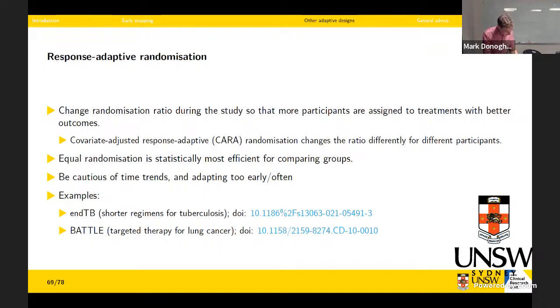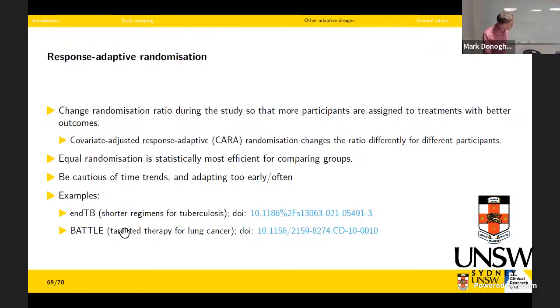So a couple of examples. NTB was a follow-on trial from the one we talked about earlier, where they were trying to find shorter regimens for tuberculosis. And in that case, the randomization began balanced, but they updated it monthly so that more participants were assigned to arms that looked like they had greater interim treatment effects. And a special case of this is that if a treatment is looking like it's really not working, you can drop its randomization ratio down to 0, which is essentially dropping the treatment out of the study altogether.